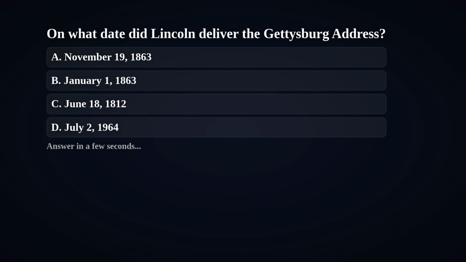On what date did Lincoln deliver the Gettysburg Address? A. November 19, 1863. B. January 1, 1863. C. June 18, 1812. D. July 2, 1964.